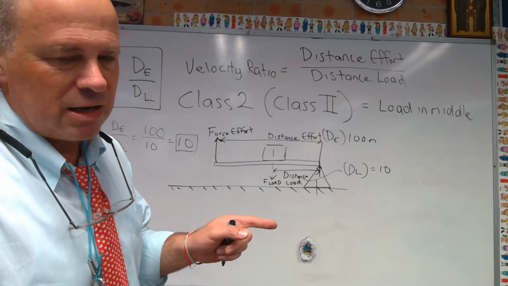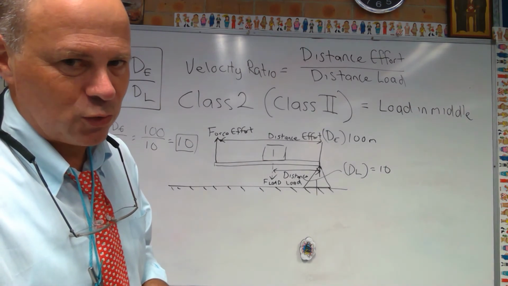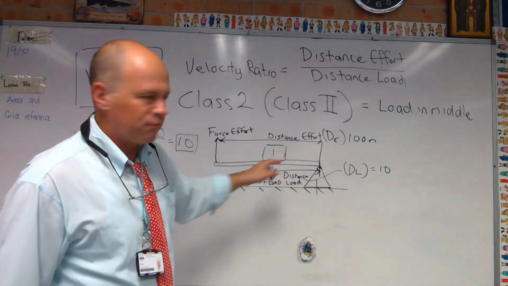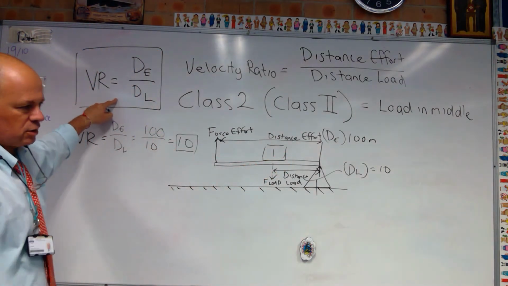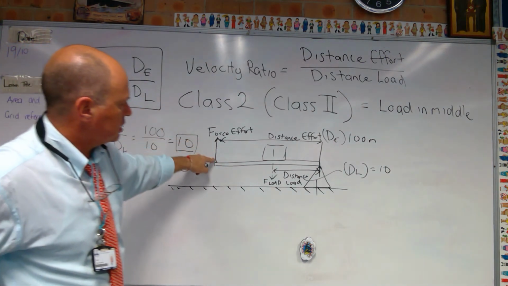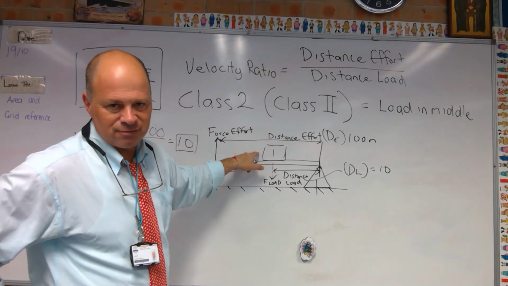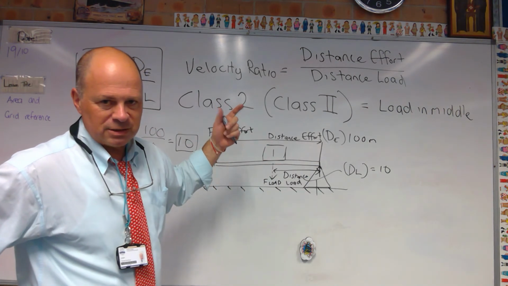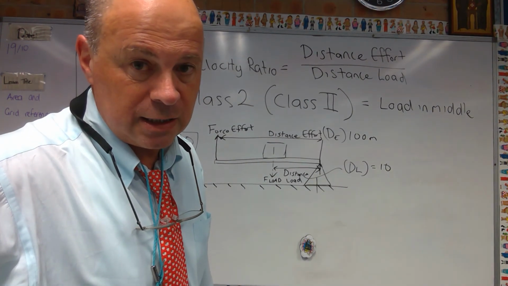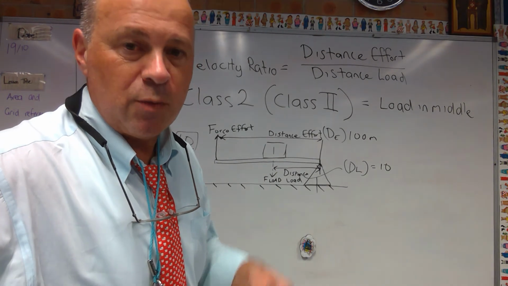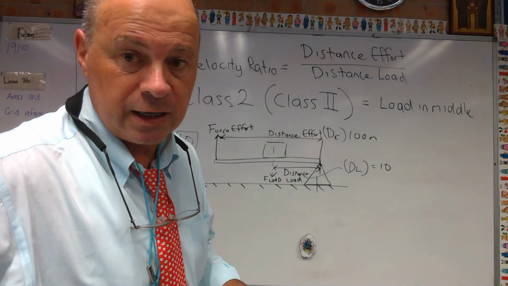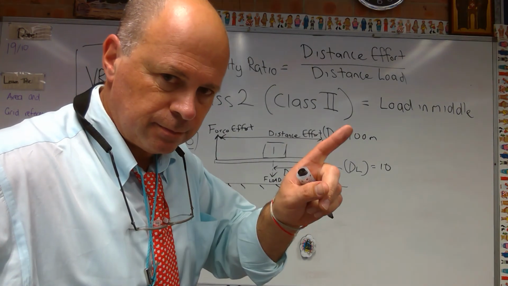Keep that in mind, because sometimes they'll ask you that as a multiple choice question. If you're not sure about it, play around with these distances and work it out for yourself. For this type of lever, you can never make it less than 1, because your distance of effort can never be greater than your distance of load. Simple as that. I hope that explains your class 2. I'm going to give you a page of examples, and we're going to do a few examples calculating velocity ratios for the various types of levers to make sure we understand this principle. See you next video.